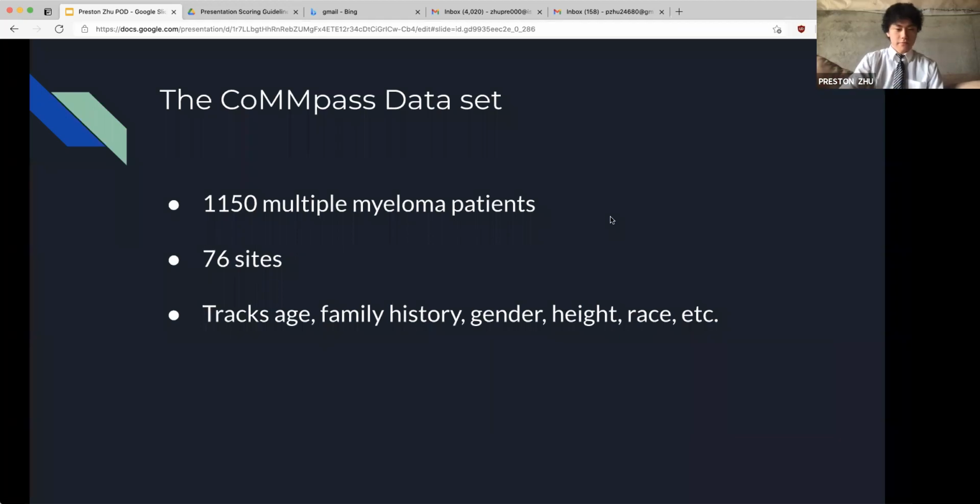And the COMPASS data set forms the base data for the entirety of the study. It's currently being conducted by the Multiple Myeloma Research Foundation and about 1,150 patients across the world at 76 different sites are currently participating. And they're primarily from France, the US, Italy, and Spain, but there are many, many other countries that are participating as well. The data set keeps track of a variety of patient characteristics, such as obviously gene mutations, family history, height, age, race, et cetera.